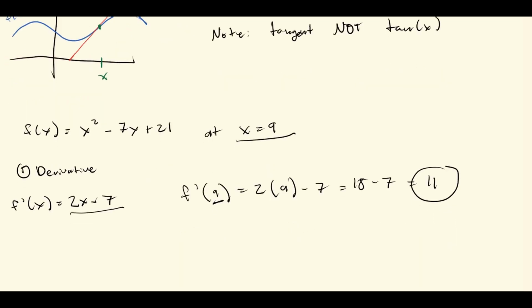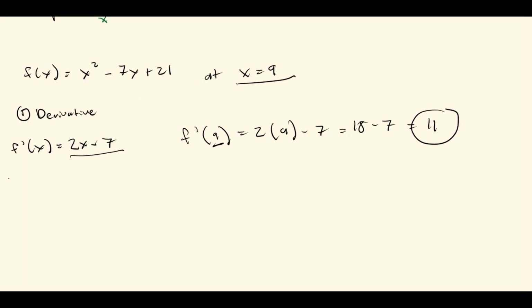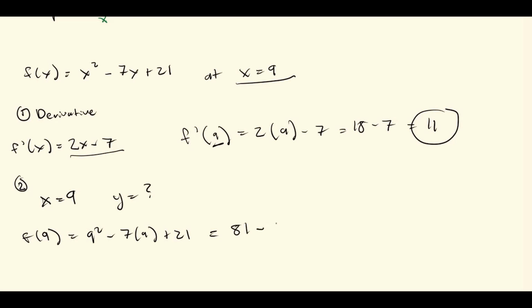The next thing we want to do is find the point on the function. So we know that x is equal to 9. And if x is equal to 9, what does y equal? Well, if we plug 9 into the original function, then we're going to get y. So f of 9 is going to equal 9 squared minus 7 times 9 plus 21. And that's going to give us 81 minus 63 plus 21, which is equal to 39. So now that we know the y, we can say that the point is (9, 39).